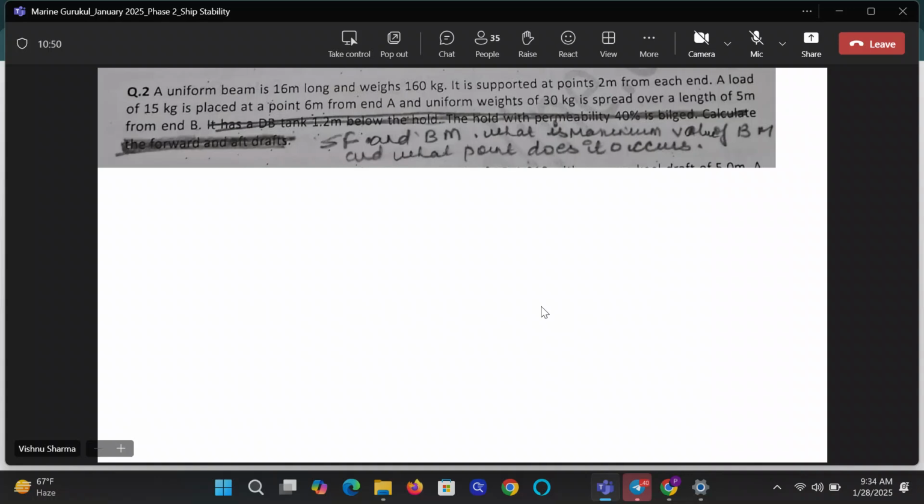Is this the one? A uniform beam 16 meter long, 160 kg weight, supported at 2 points, a load of 15 kg at a point 6 meters from end A, uniform weight of 30 kg spread over a length of 5 meters from end B, SF and BM. What is the maximum value of BM and what is the point where it occurs? Is this the correct question, beta, or is there something more to it? Yes, sir, correct. This is the correct one.